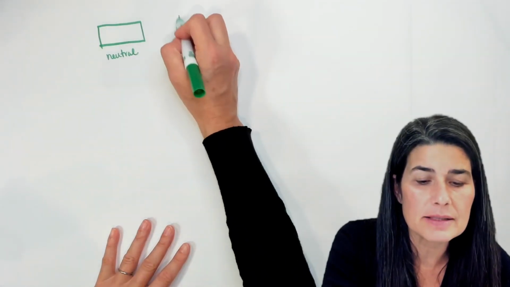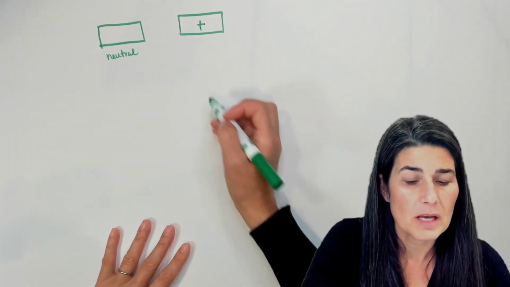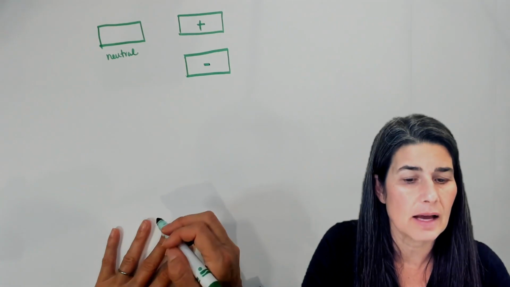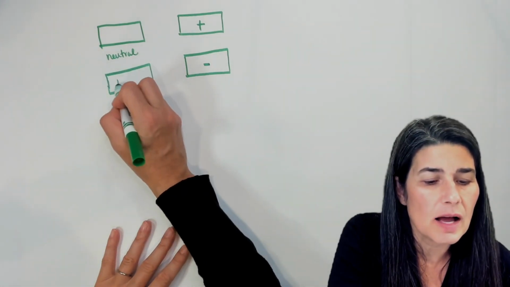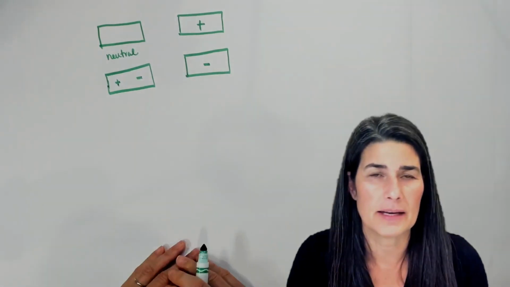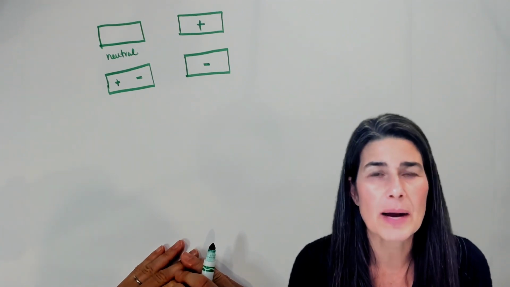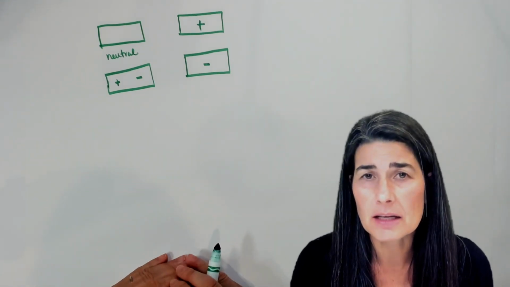Now, in box number 2, I'm going to draw a plus sign. Box number 3, I'm going to draw a minus sign. And in box number 4, I'm going to draw a plus sign and a minus sign. Now, if I asked you which one of those boxes represents a polar molecule, well, let's take a look.